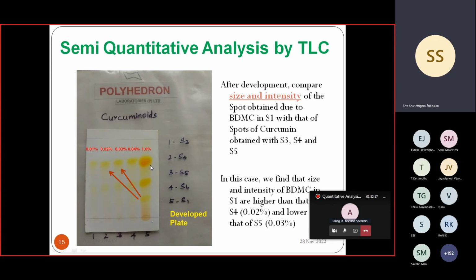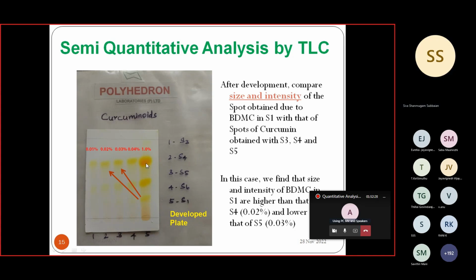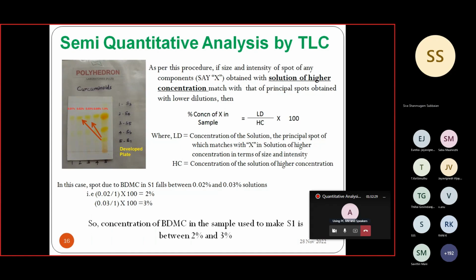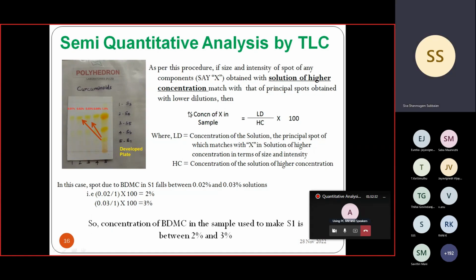From this, we can calculate the concentration of this bis dimethoxy curcumin in the total curcuminoid complex. So I'll show that. See, this is the formula. Let's assume that the bis dimethoxy curcumin is X. As per this procedure, consider the size and intensity of the spot of any component, say X.